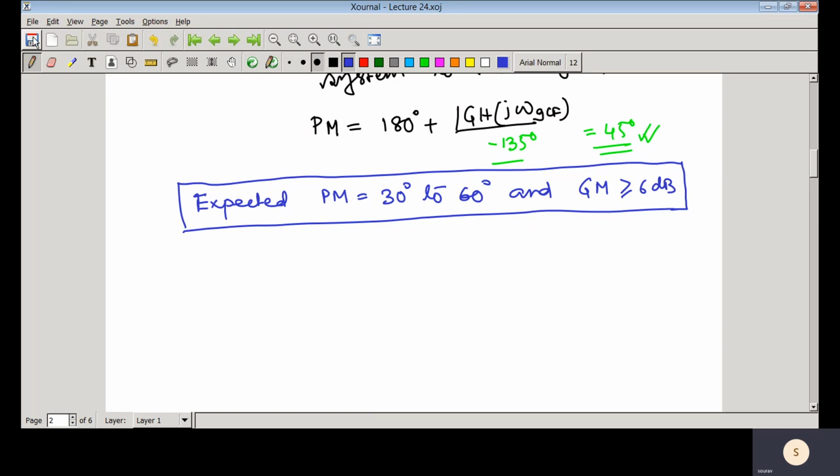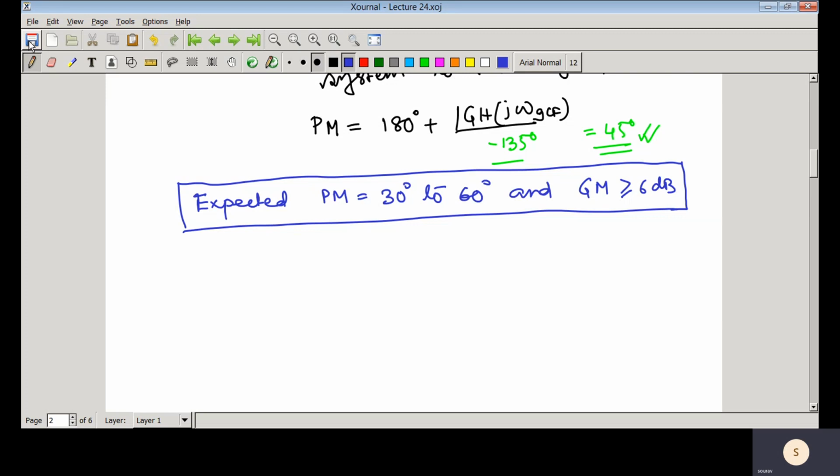So gain margin is expected to be greater than 6 dB, and phase margin would be in between 30 to 60 degrees. If we make the phase margin very high, that means more than 60 degrees, then that is also good. But in that case, we need to see that phase margin is very high but gain margin is very poor. It should not be like that. That means for gain margin and phase margin, you need to make a trade-off between these two quantities.